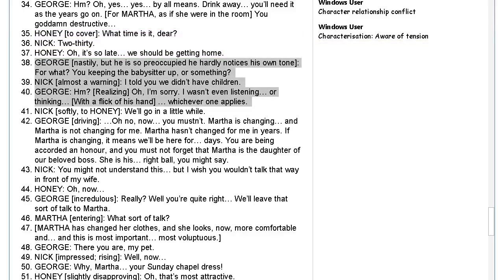And George's response, he responds nastily, but he's so preoccupied he hardly notices his own tone. For what? You keeping the babysitter up or something? And then Nick, almost a warning.